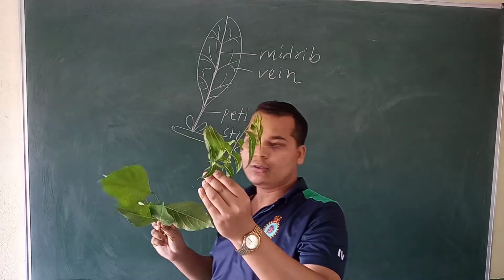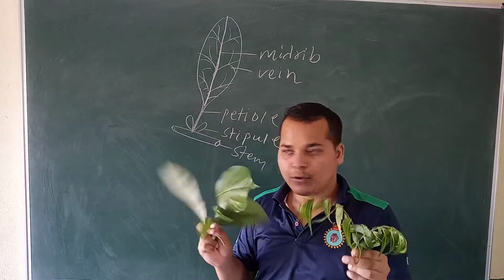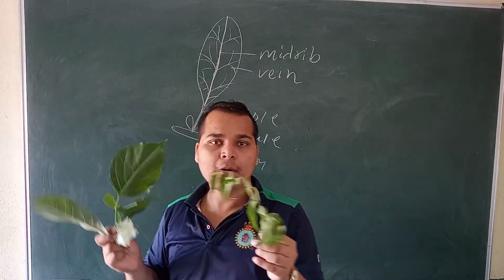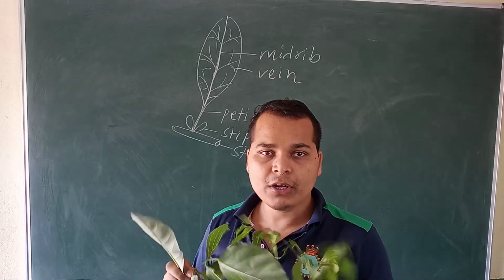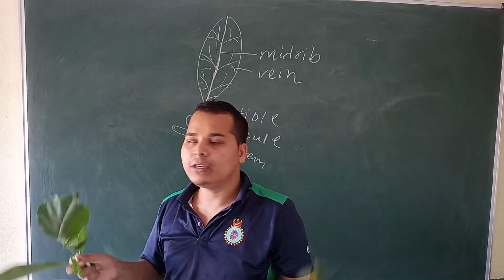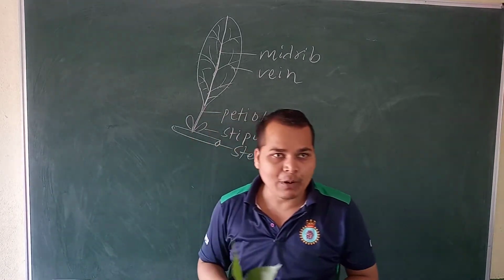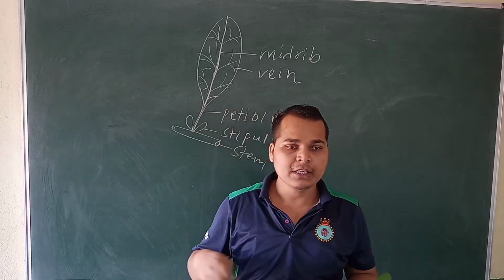So can you tell me, do all the leaves look the same? No, why? Because they differ in shape, size and structure. According to the plant, different plants have different types of leaves. Some may be circular, some may be flat, and some may be very big.